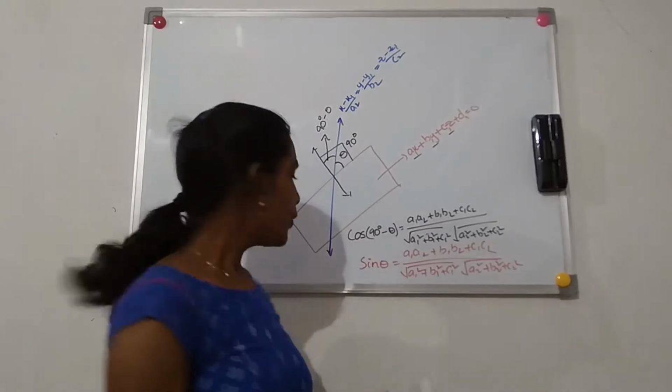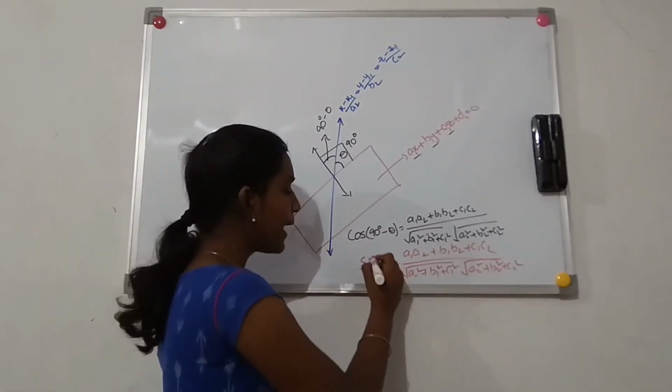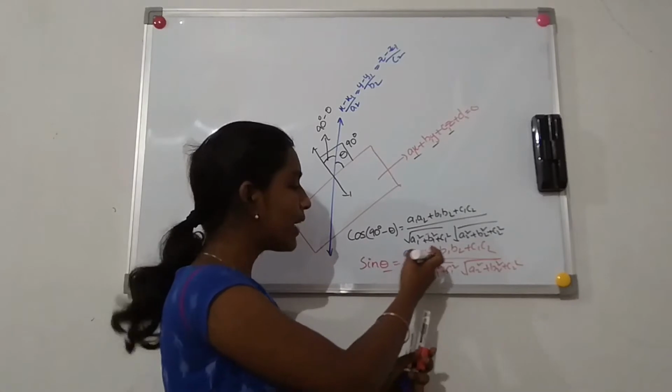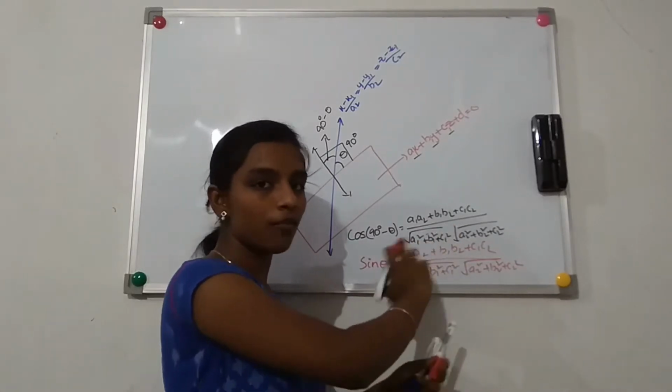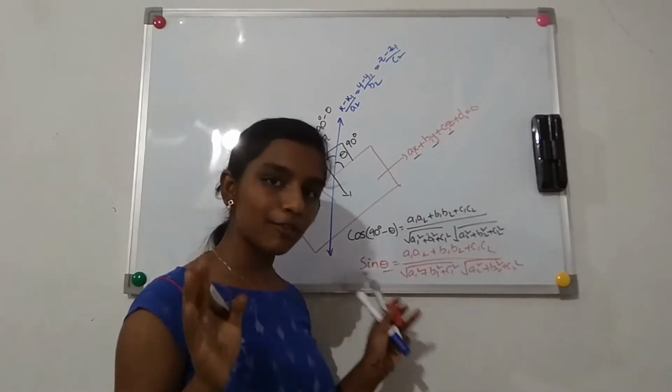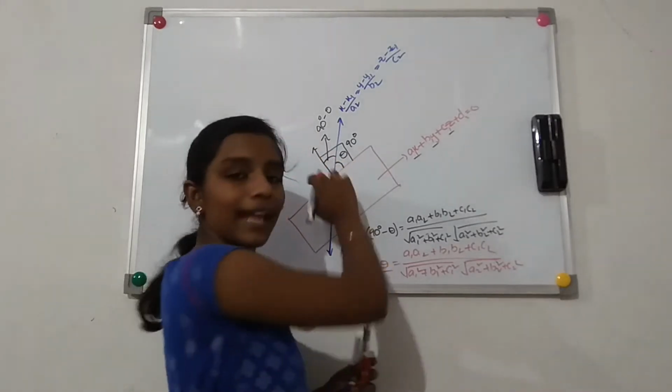And that's it. You can find the theta by writing sine inverse of a1 plus a1 a2 plus b1 b2 and whatever it is there over there. So you can find the angle between the line and the plane.